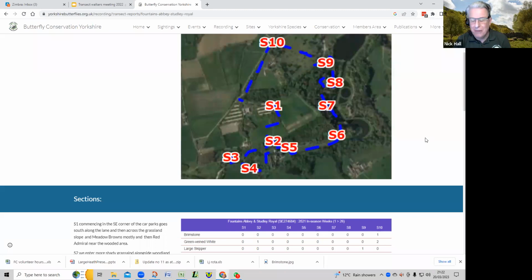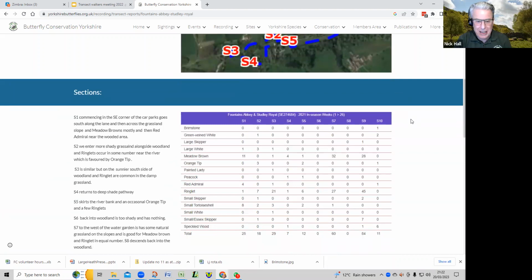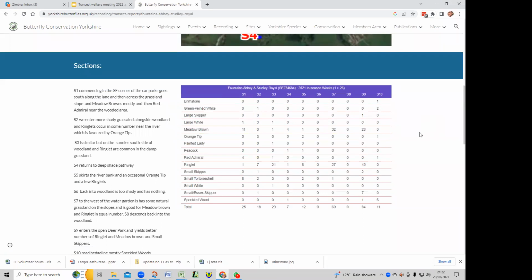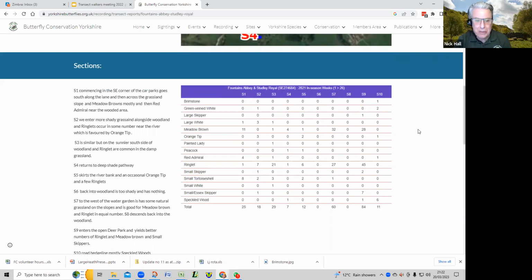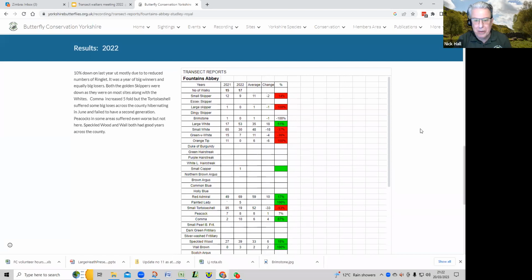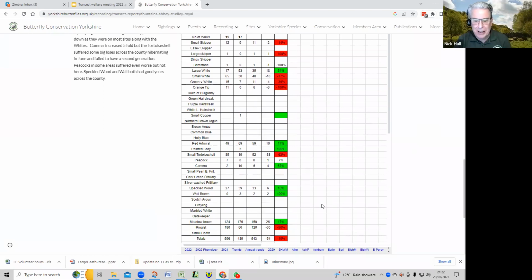I would love to see them. It's one of my favorites. Absolutely. And a few dark greens, but I think you've already got some. Let's have a look what we've got. I think you've seen silverwashed, haven't you? I think it's been seen in Fountains, from memory, but I don't know if it was necessarily whilst we were doing the transects. Okay, because it's not showing up here. And it's the second year, so we were able to do a comparison. But the numbers are down 10%, and the reason is the whites largely, and of course the poor old small tortoiseshell and its parasites and the heat.